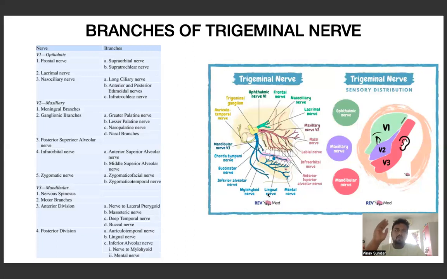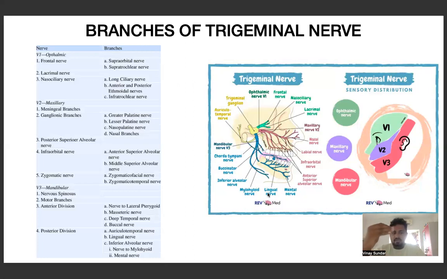A very, very popular mistake made is someone asks which nerve supplies the buccinator. People tend to say it's the buccal nerve. No, it's the facial nerve. Buccinator is one of the muscles of facial expression, so it will be supplied only by the facial nerve. Buccal nerve and long buccal nerve are the same.